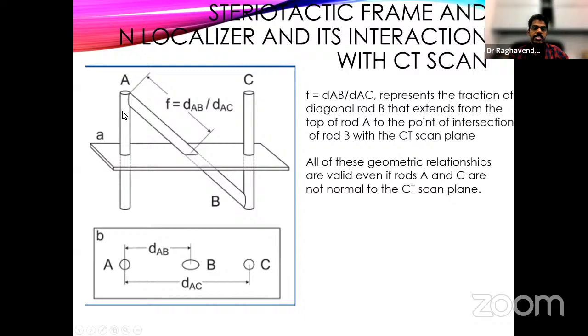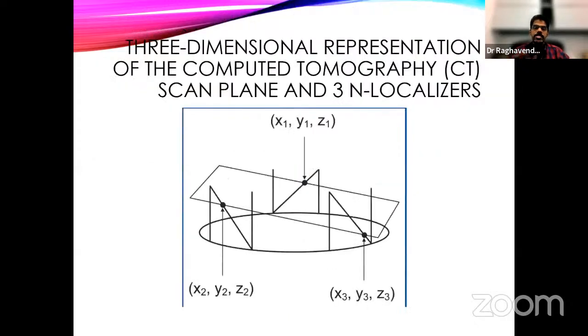Still, the relationship between A, B, C remains the same wherever you are going. Depending on A and C, B is there. The B position tells where A is and where C is. So that is the simple principle.